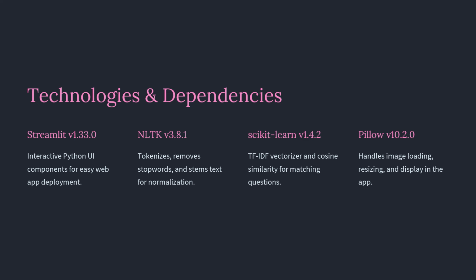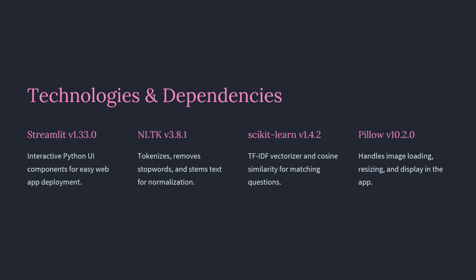Second is NLTK. NLTK is the Natural Language Toolkit, which is used for breaking the text into words, removing common stop words, and stemming each word down to its root. This makes the chatbot understand different forms of the same word.